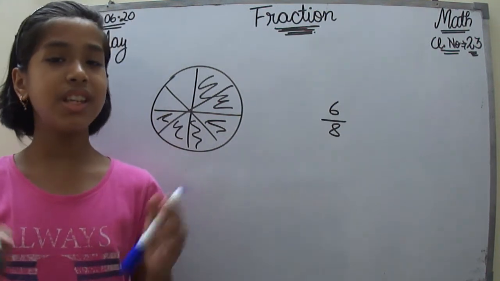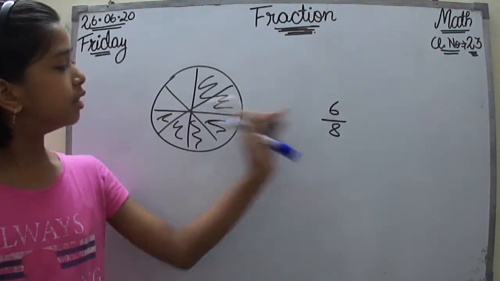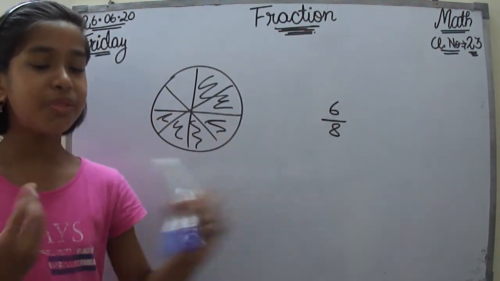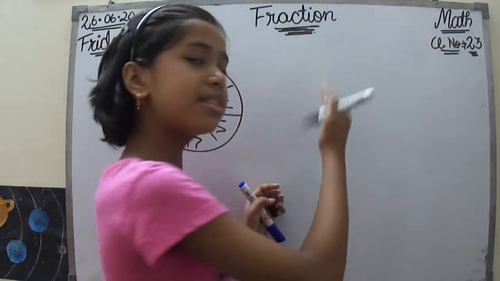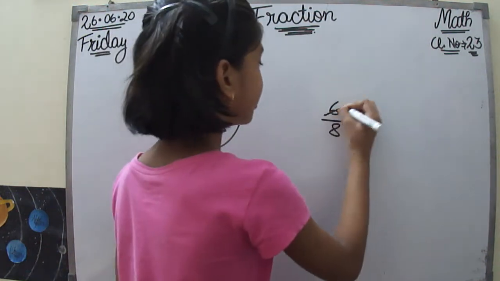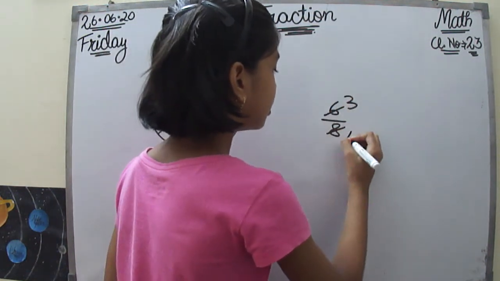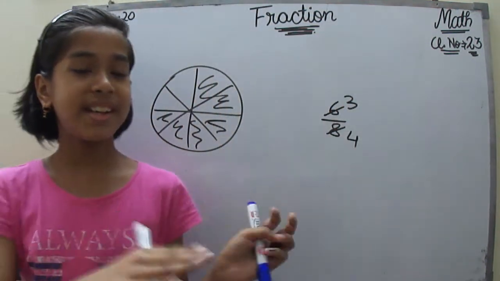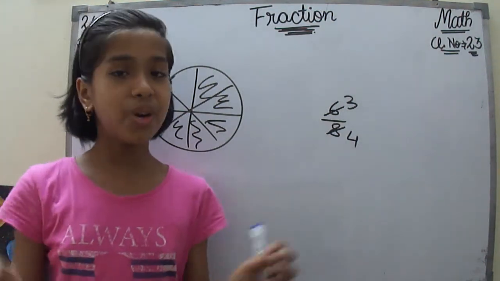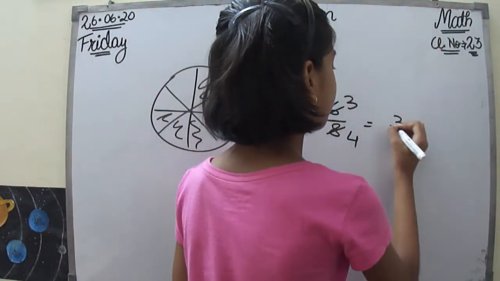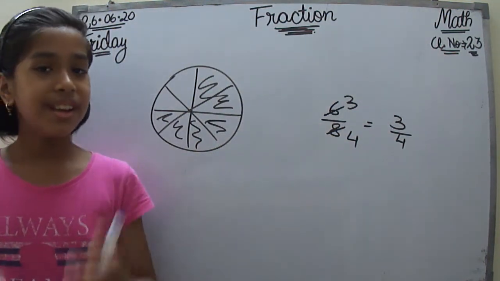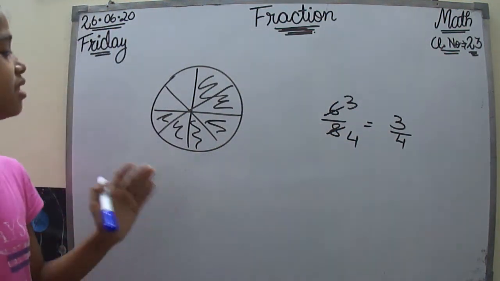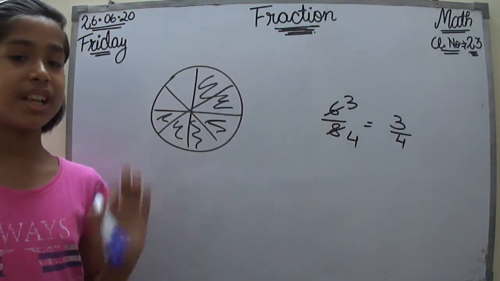Now can you see a very interesting thing? This 6 upon 8 can be simplified as 3 upon 4. That's because 6 divided by 2 is 3 and 8 divided by 2 is 4. So 3 upon 4, which is 3/4. So as you can see, we can represent it something like this.